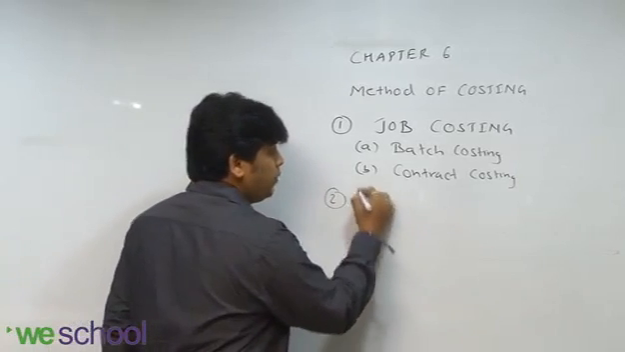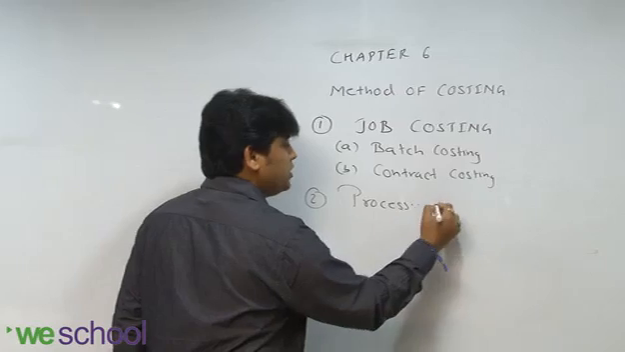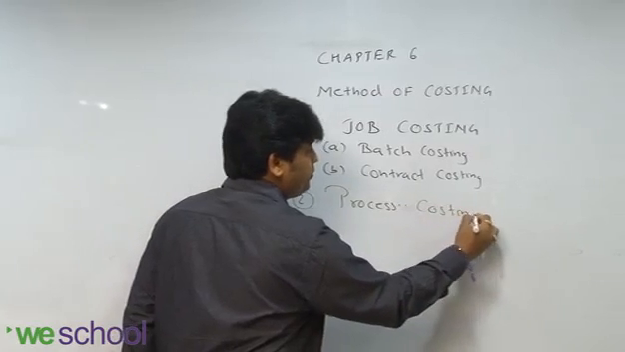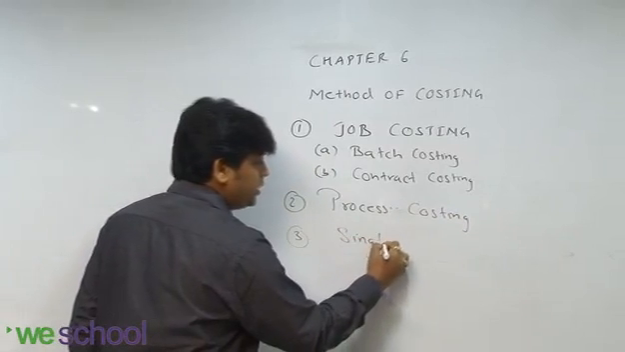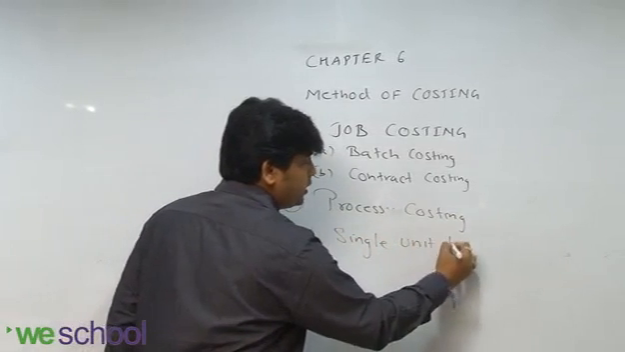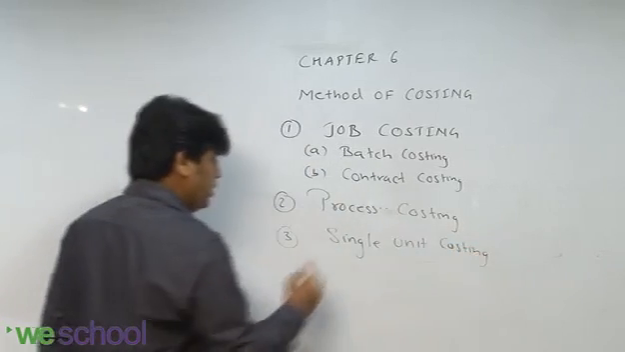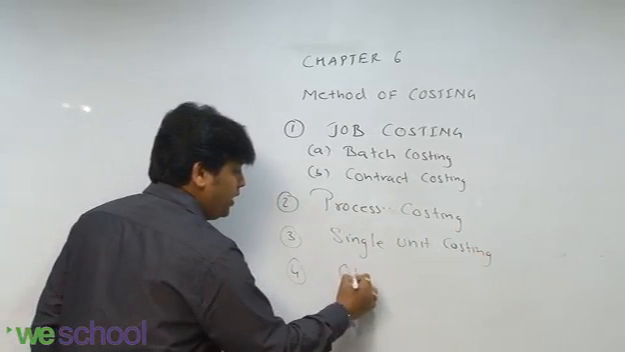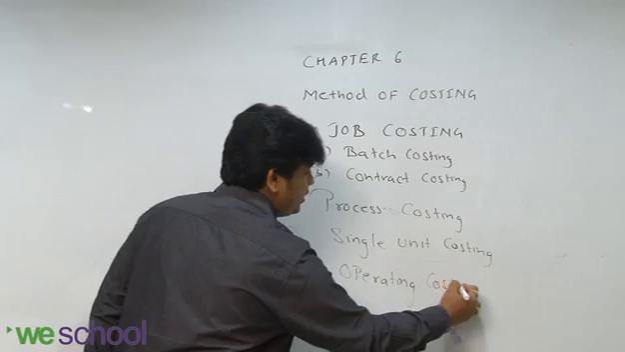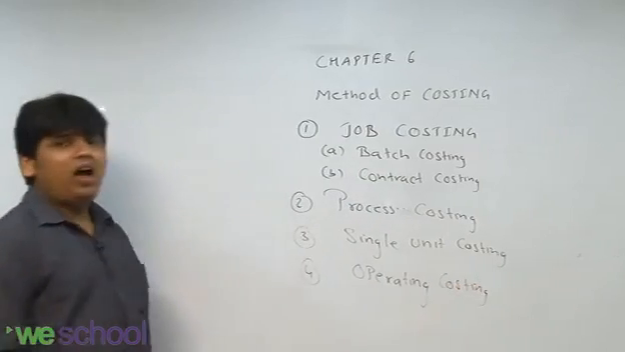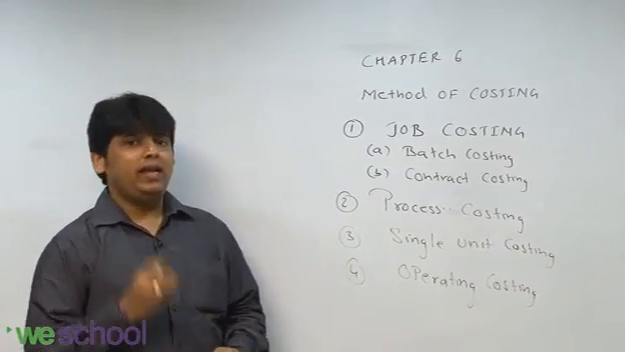The second method is the process costing method. The third one is the single unit costing method. And the fourth one is the operating costing method. So these are the topics which we are going to do one by one in detail with some examples.